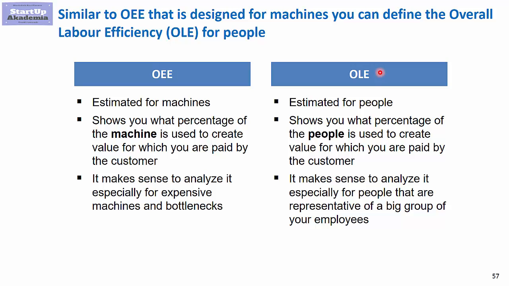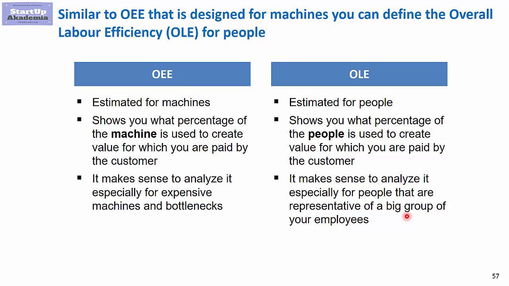So we look, for example, at what a typical worker is doing during the 8-hour workday. The overall labor efficiency makes sense to calculate not for a single person, but for a group of employees. If you have one person in the whole organization, even if he's very inefficient, this will not cause much damage to the organization unless he's a bottleneck.